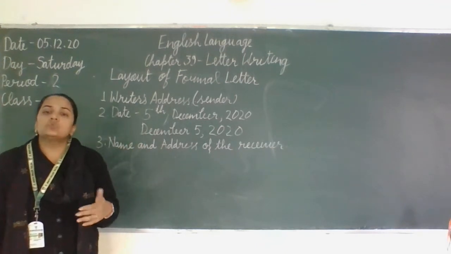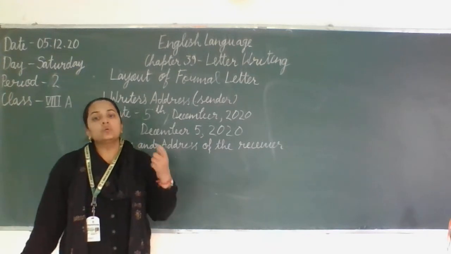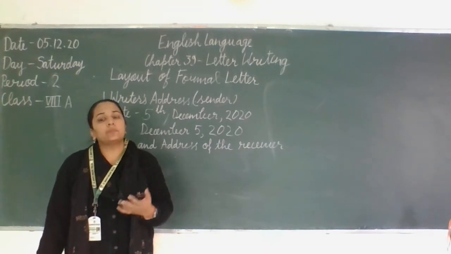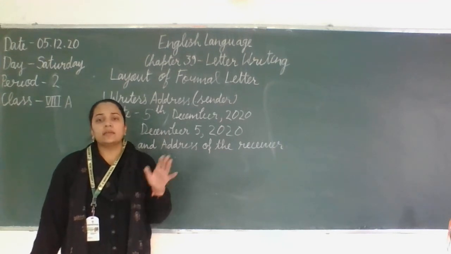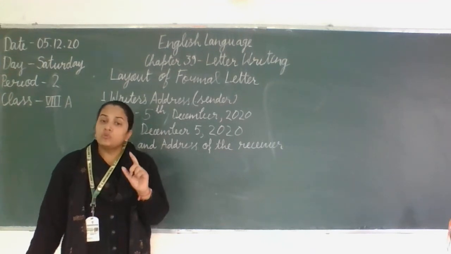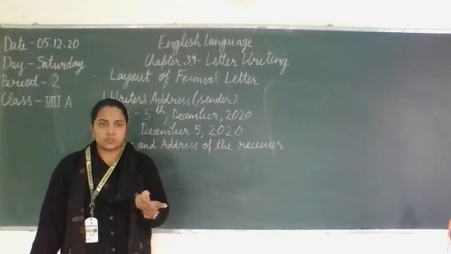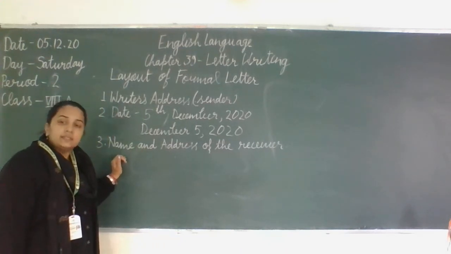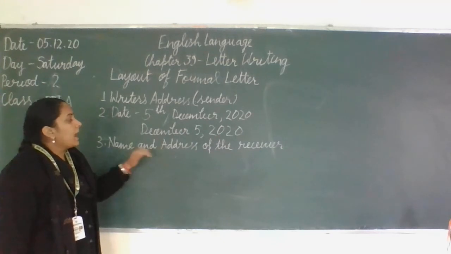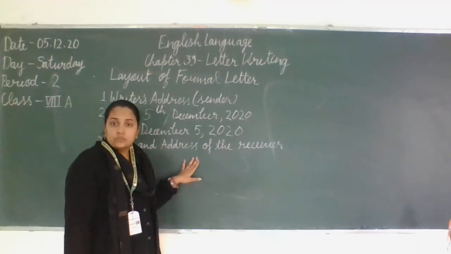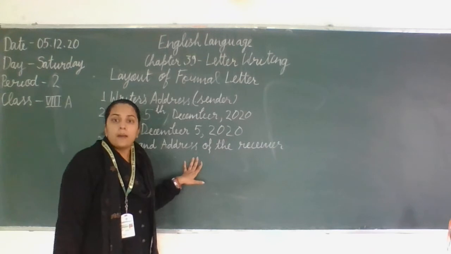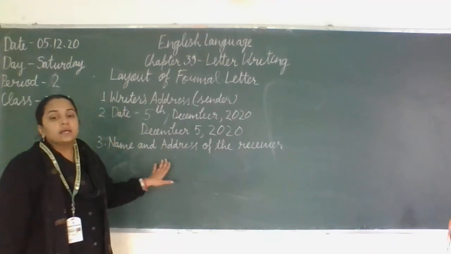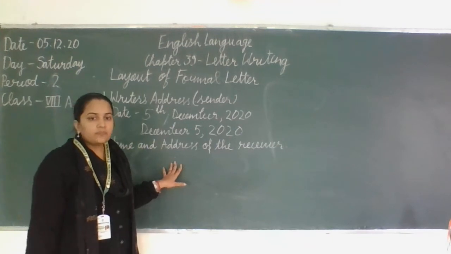If you are writing to a newspaper, to the editor. Suppose you are writing a letter to the Prime Minister, you will never write to Mr. Narendra Modi. You will always write to the Prime Minister. So actually you have to mention here the designation of the person and the complete address along with the pin code. You have to mention this is the third step.